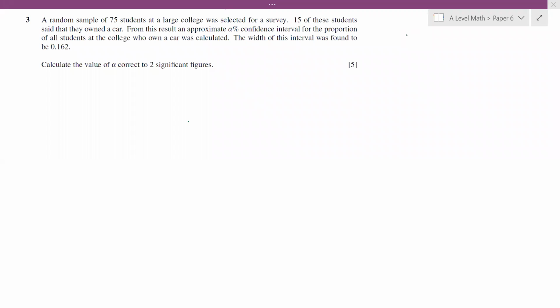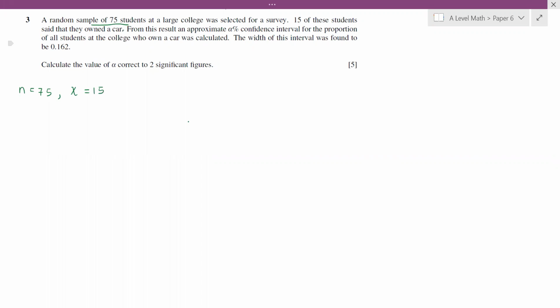A random sample of 75 students at a large college was selected for survey. The sample size is 75. We have n equals 75. 15 of these students say that they owned a car. So X is 15 here.